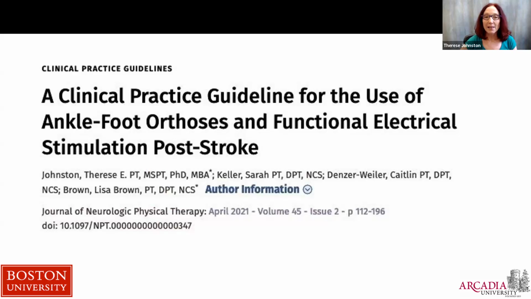The clinical practice guideline that we developed was on the use of ankle-foot orthoses and functional electrical stimulation post-stroke. And this was published in the Journal of Neurologic Physical Therapy in April of 21. And I'd like to acknowledge my co-authors on this project. So in addition to me and Dr. Lisa Brown, Dr. Sarah Keller and Dr. Caitlin Denzer-Weiler were co-authors on this piece of work.